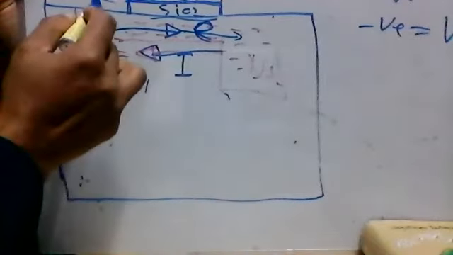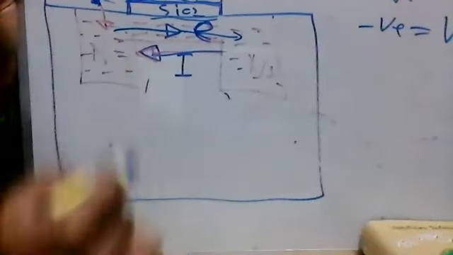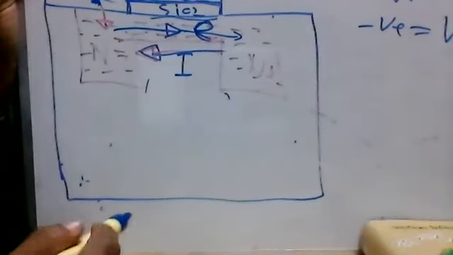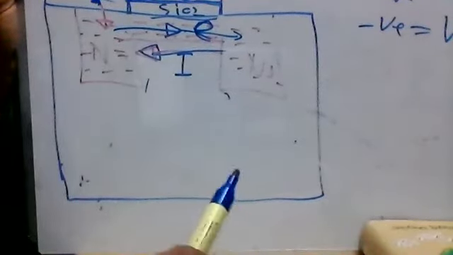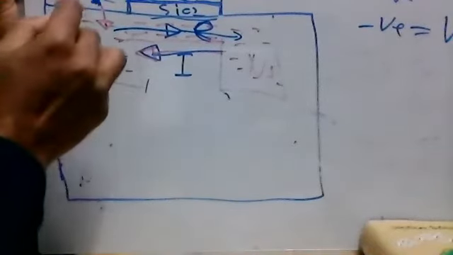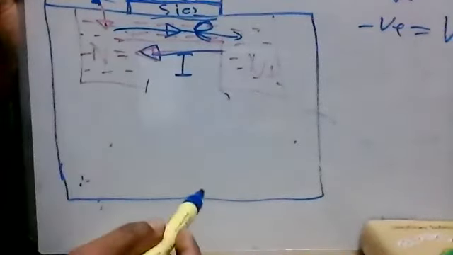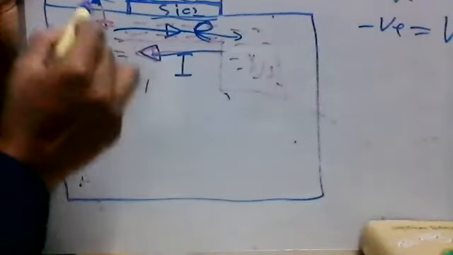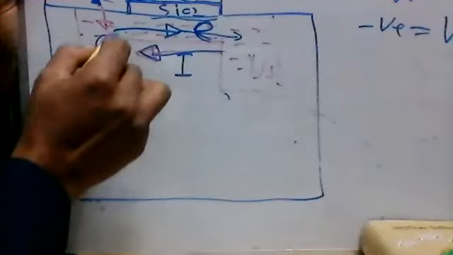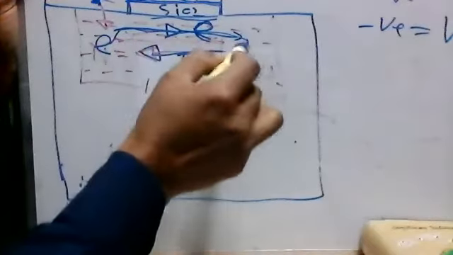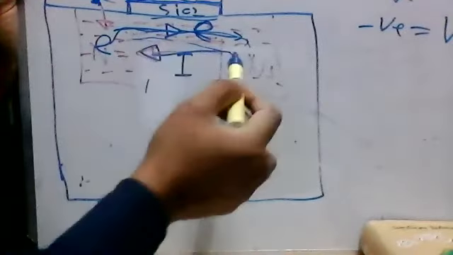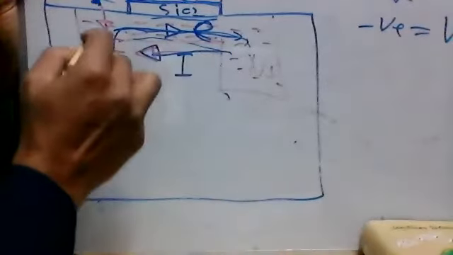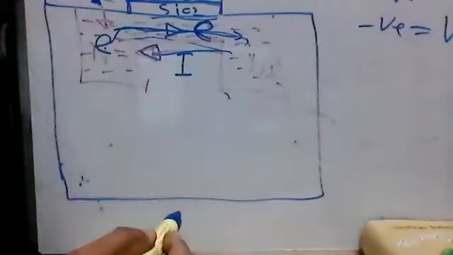If you connect this side to the ground, and we know that ground is the universal source of electrons, a plane with unlimited electrons, then the electrons will be coming in here. They will move from left to right, and then the current will flow from right to left.